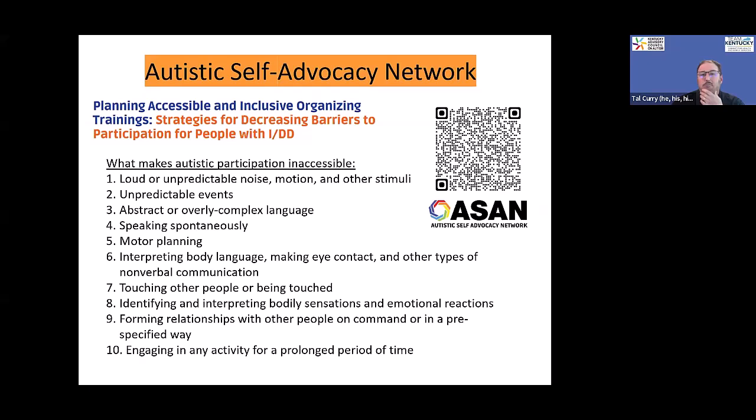there's another nine or ten there, but just things that match what we were talking about earlier. But if you were to click on this guide, it gives you quite a bit of detail and description under each one of these ten ideals to make autistic participation more accessible versus these things that can create inaccessibility.